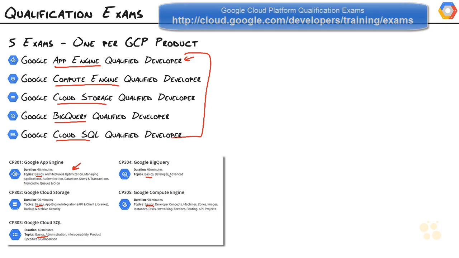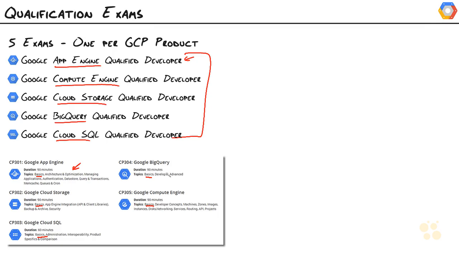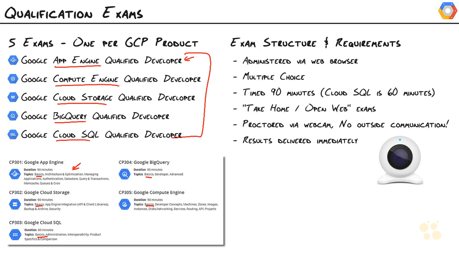For BigQuery, you'll need to know the basics of BigQuery, the developer side of BigQuery, writing SQL queries, and some of the advanced side of BigQuery. And for Compute Engine, you'll need to know how to work with all the different resources and bring them together to build an infrastructure.